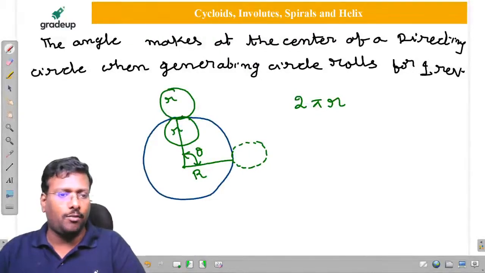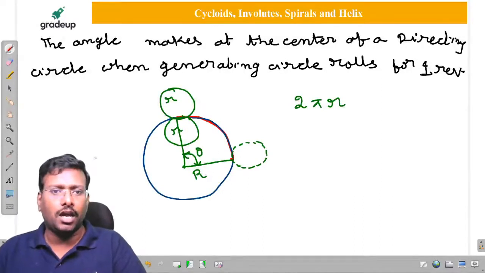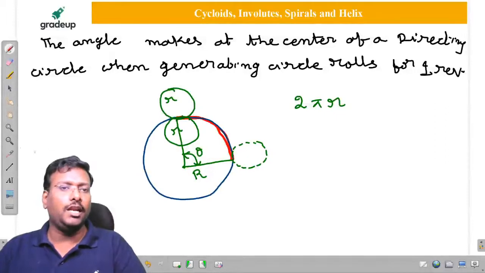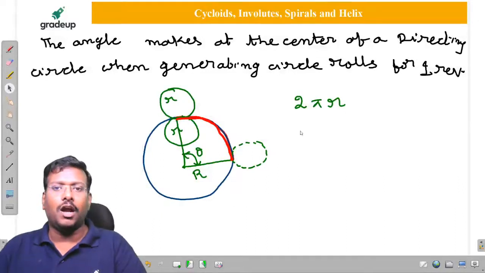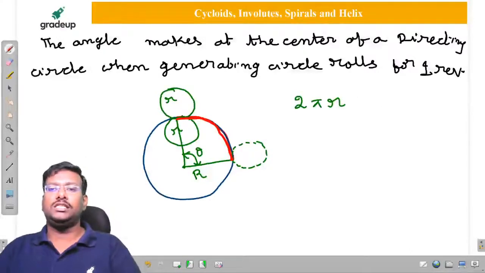This length I am going to draw with red. This length, according to green, it is going to be 2 pi r. According to the blue color, the directing circle, what is this length, sir?